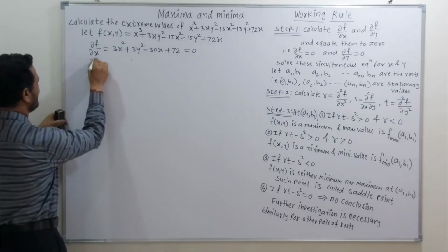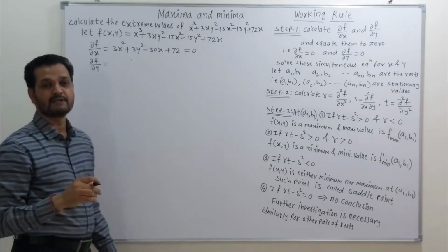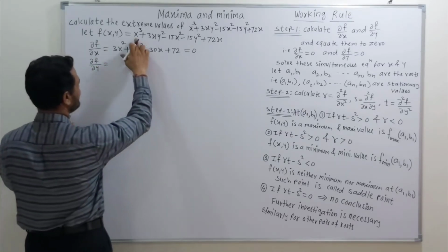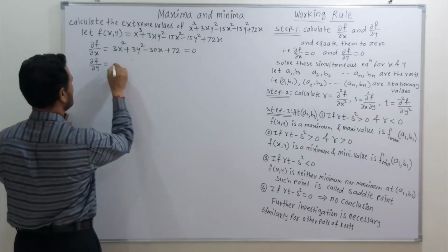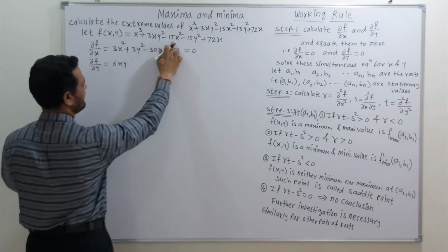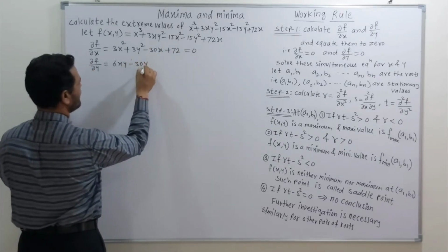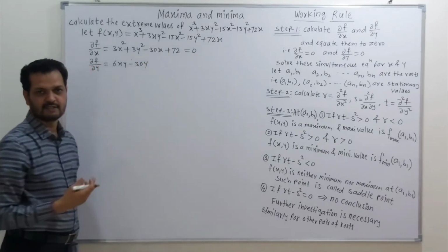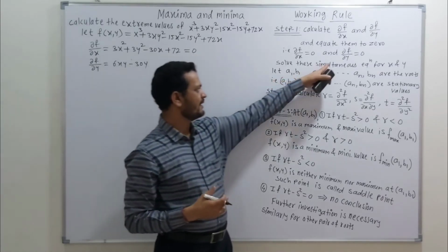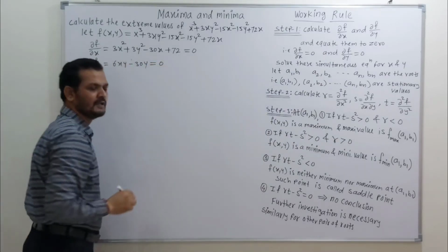Similarly, calculate the partial derivative of f with respect to y. If we try to calculate the partial derivative of f with respect to y, then x is constant. So this term is constant. So this term is 6xy, derivative of this term with respect to y. This is constant. Then derivative of this term is minus 30y. Again, this term is 0. So according to the step number 1, again equate this term to 0. So let's equate this term to 0.